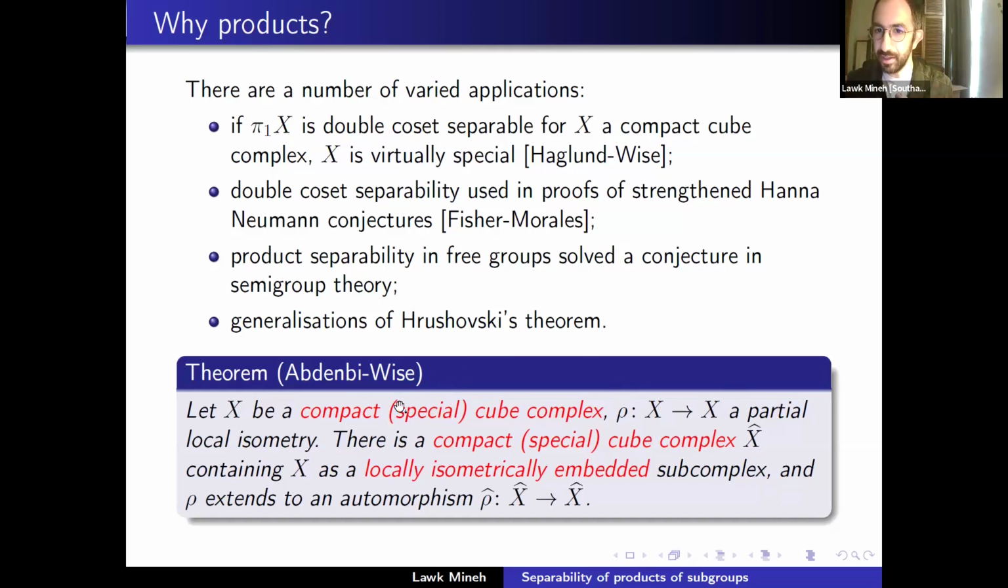And in fact, if you throw in the adjective special here, you can actually arrange it so that the bigger complex is also special. So that's neat. And it turns out they use separability of up until like quintuple cosets or something like this to get this result, which is pretty wacky. But yeah, onto some work that I've done in this area.